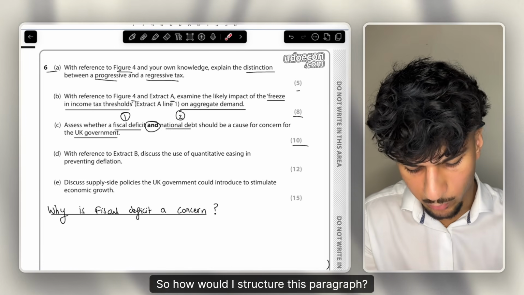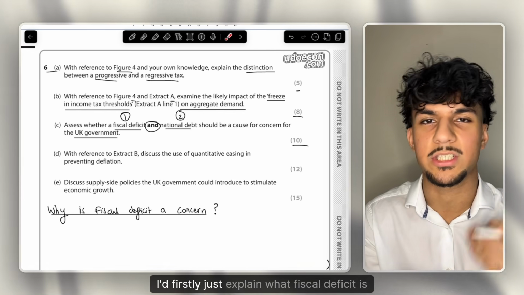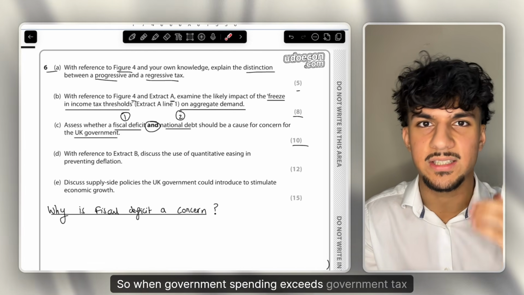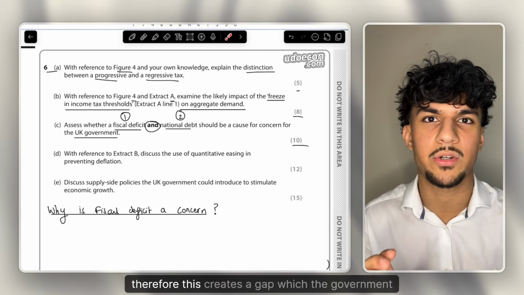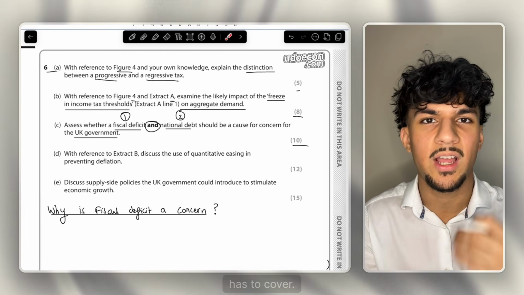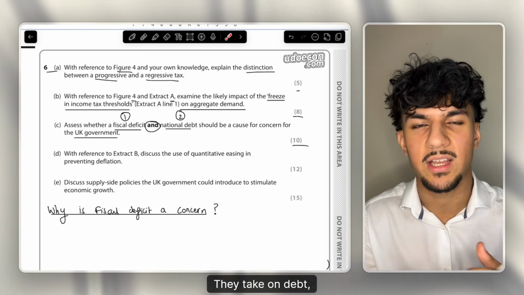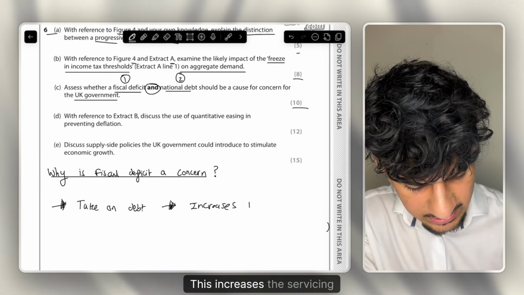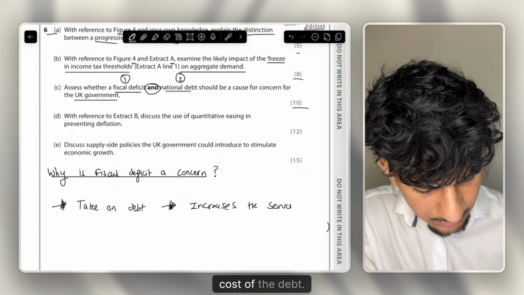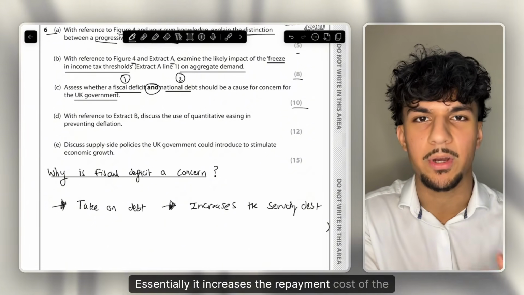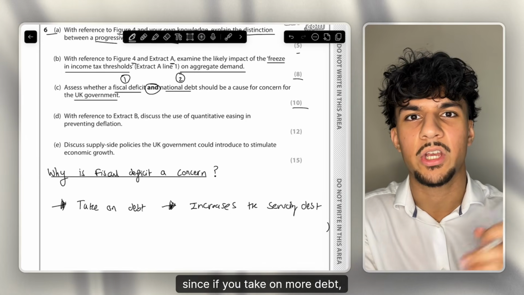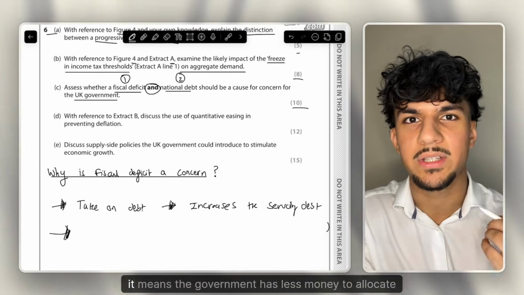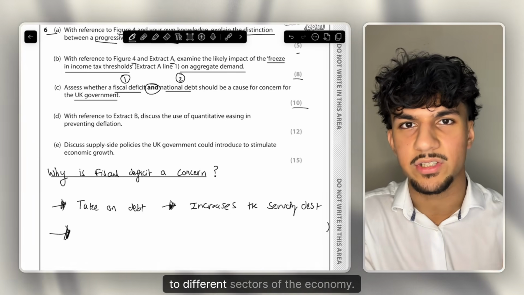So how would I structure this paragraph? Why is fiscal deficit a concern? I'd firstly just explain what fiscal deficit is, like I already have to you guys. So when government spending exceeds government tax revenue, this creates a gap which the government has to cover. How do they cover this gap? They take on debt, they borrow money. And by the government taking on debt, what does this mean? This increases the servicing cost of the debt. Essentially, it increases the repayment cost of the debt, since if you take on more debt, you have more to repay in the future. Therefore, if the government has more repayment costs, it means the government has less money to allocate to different sectors of the economy.